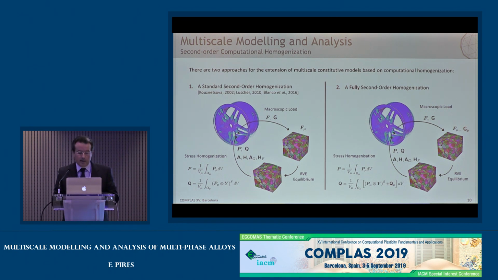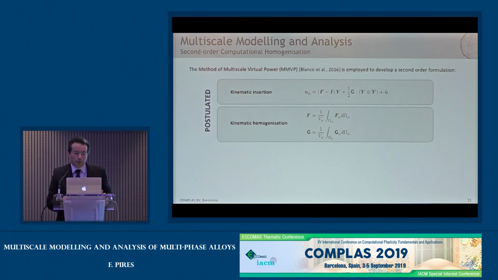So I'll now dedicate some time to explain the formulation of this fully second-order homogenization. In order to derive this formulation, we have employed the method of multiscale virtual power, which has been proposed relatively recently, and we have basically to postulate two operations. The first one is the kinematic insertion, which is basically how we express the microdisplacement as a function of the macroscopic quantities, and the kinematical homogenization, which is basically how the microscale kinematical quantities are, in this case, averaged in some sense to produce the corresponding macroscopic quantities.